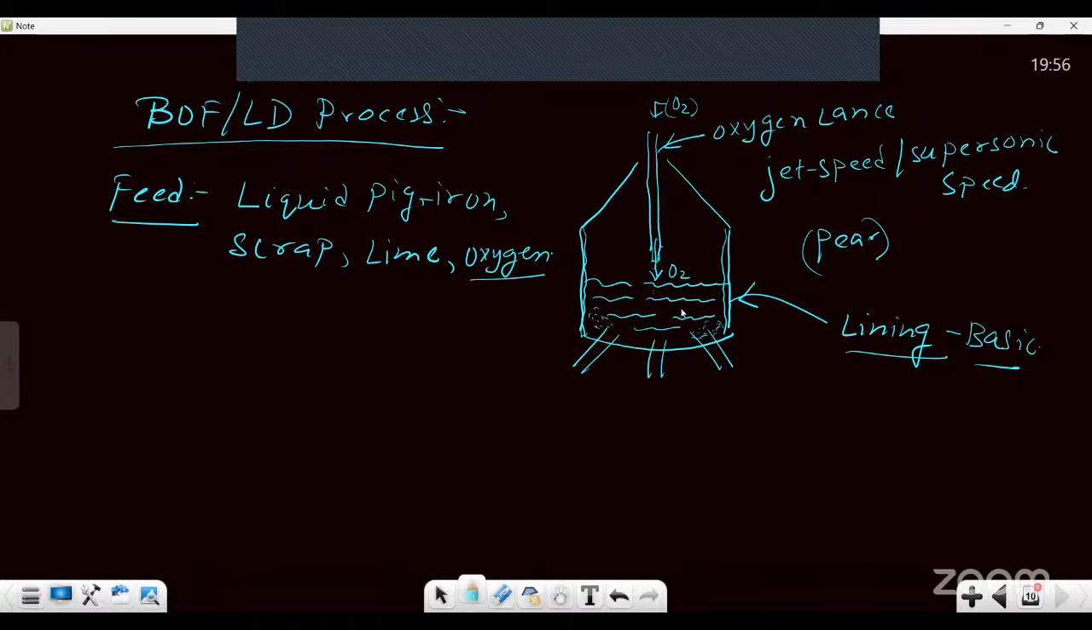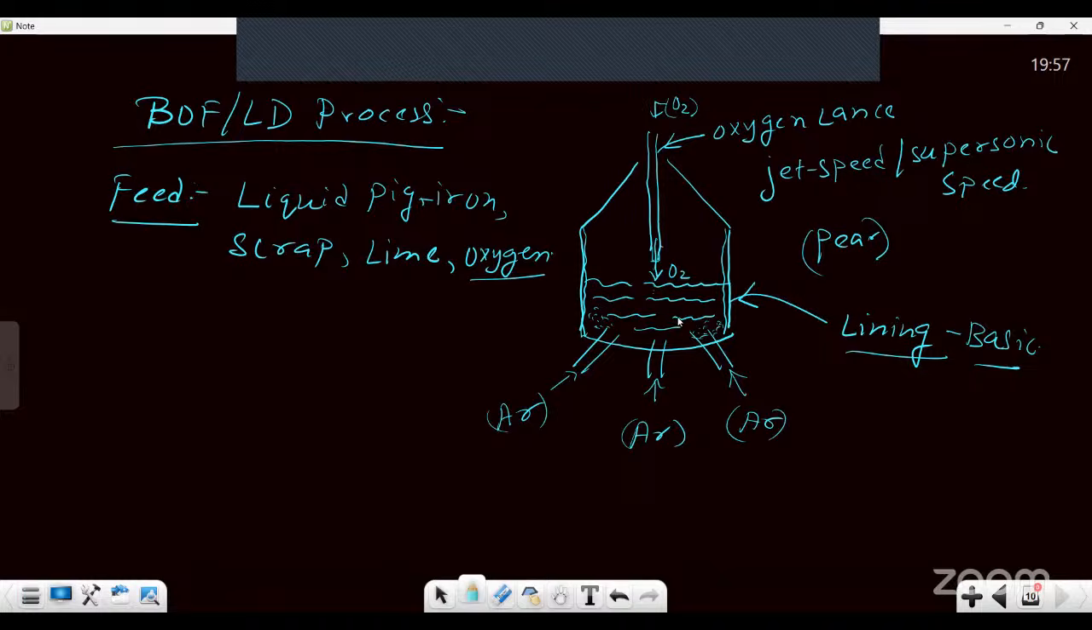In order to increase this stirring, nowadays what is done is that through the tuyeres we are blowing argon. Argon gas is basically blown through these tuyeres. So you see, argon is what kind of gas? Argon is a noble gas, right? So as argon is a noble gas, it will not take part in any of the reactions, but it will help in stirring the hot metal. It will help in continuous stirring of the hot metal.